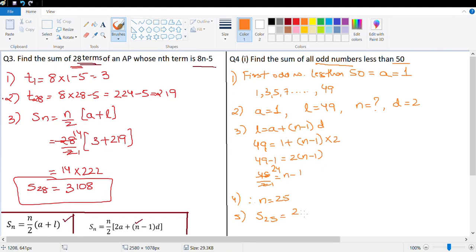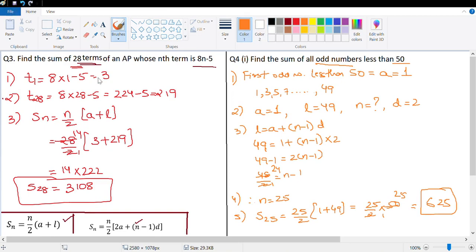Now we need to calculate the sum of 25 terms. So that will be 25 upon 2. First term was 1. Last term is 49. So this is 25 upon 2 into 50. That's 1 to 25. So this is 625. Sum of all odd terms less than 50 is 625. Good. Let's look at the next question.